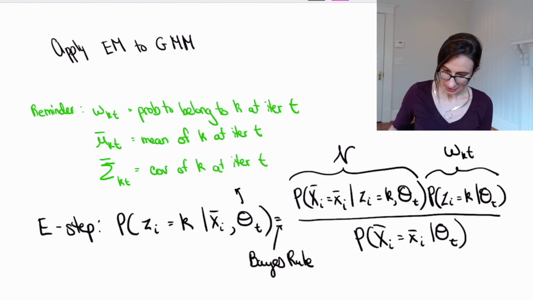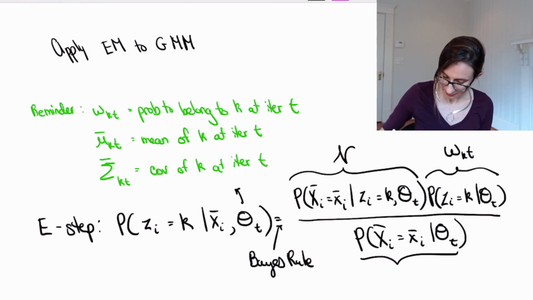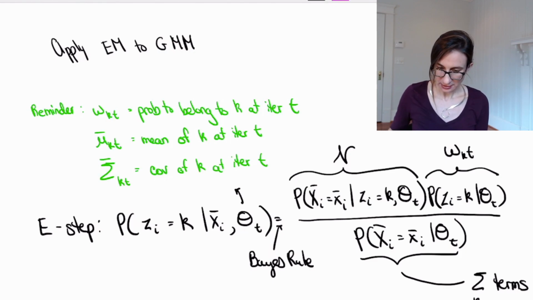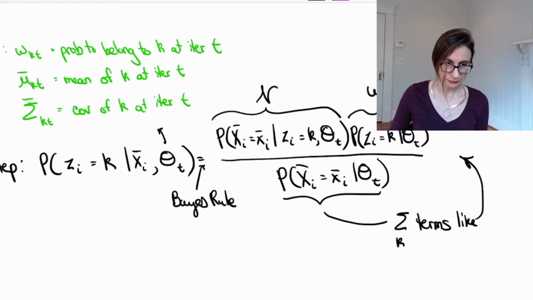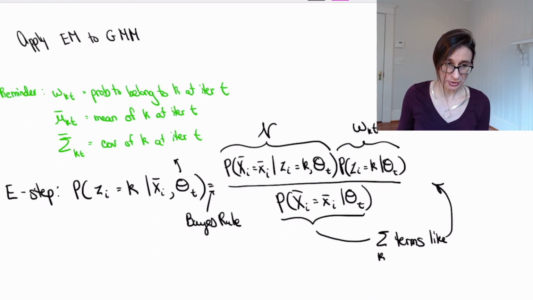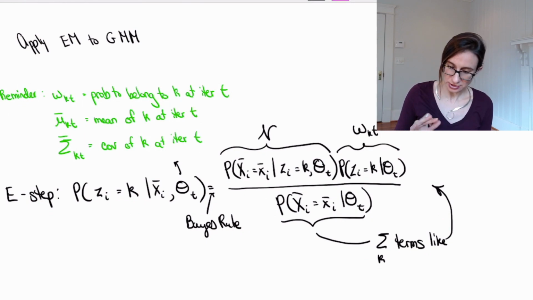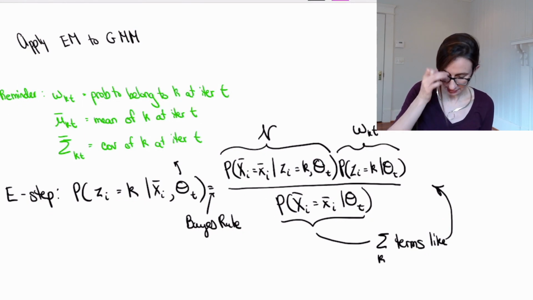What do we do about the denominator? Luckily, if you expand it using the law of total probability, it's a sum over k of terms exactly like the numerator. So we'll just write the sum over k of terms like those in the numerator. That's good, because it means we can compute everything in here. Let's write this out.